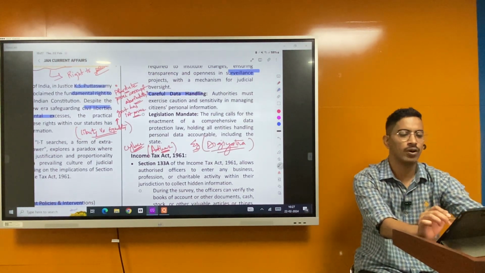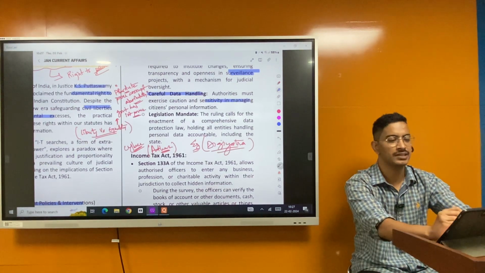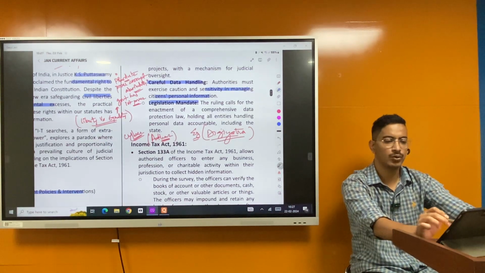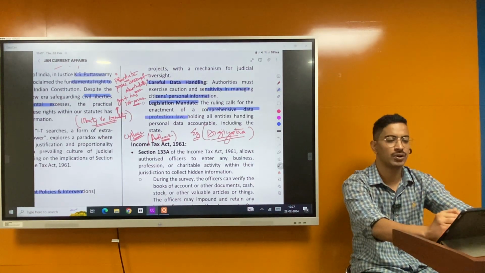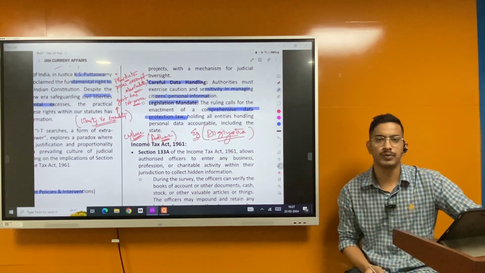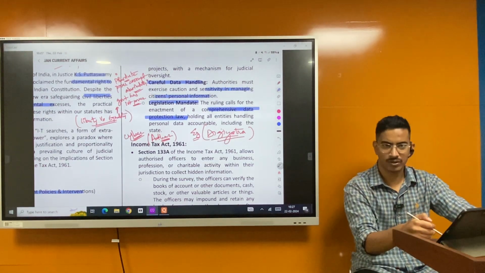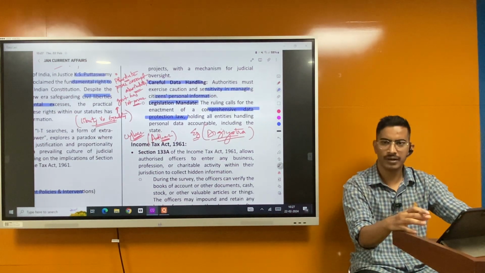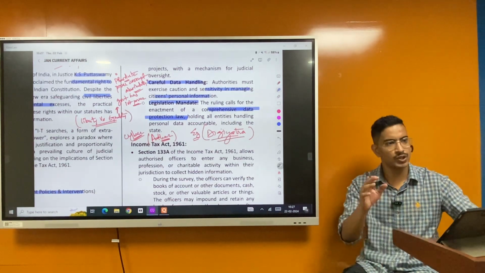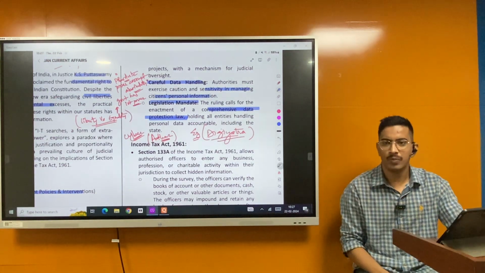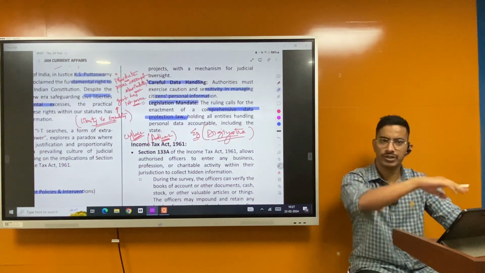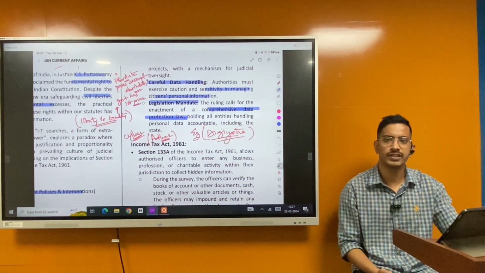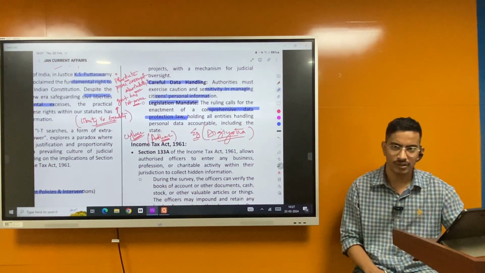Then careful data handling: authorities must exercise caution and sensitivity in managing citizens' personal information. What are the legislative mandates? The ruling calls for enactment of a comprehensive data protection law. So after this Puttaswamy case, we were supposed to have a data protection law, where all the data, online, offline, mostly the online data, should be stored within India. Right now, the problem is we have data embassies located outside India. Like Facebook has a lot of data. Others also have a lot of data, but it is stored outside because we do not have that kind of service. They can sell it.